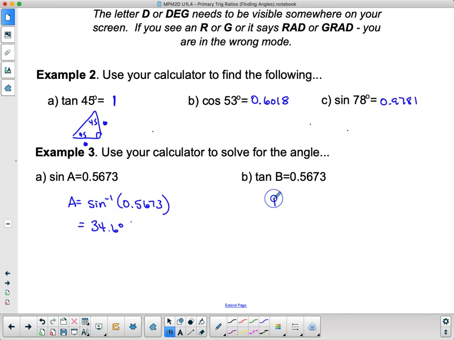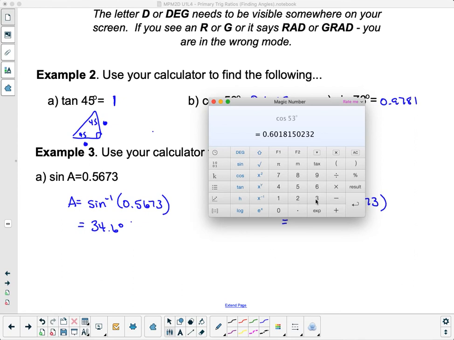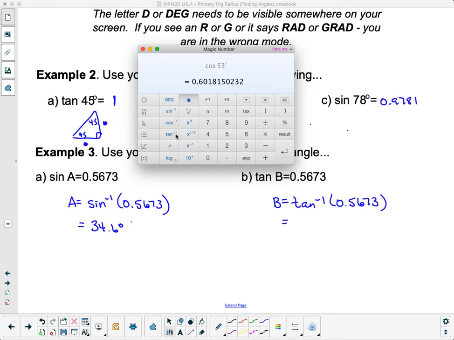And we're going to do the same thing over here. B is going to equal tan to the -1 of 0.5673. Let's pull up the other calculator. And on here, this is my shift button. So you can see when I hit shift, then it turns into the -1. On this one, I have to press it first. So what did I need to do? Tan of 0.5673. And I get 29.6 degrees.